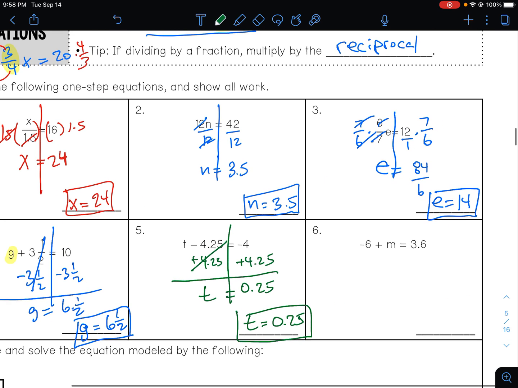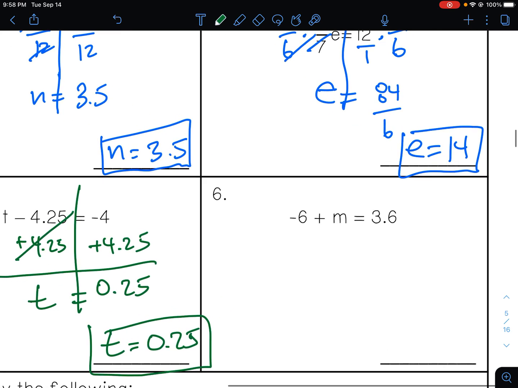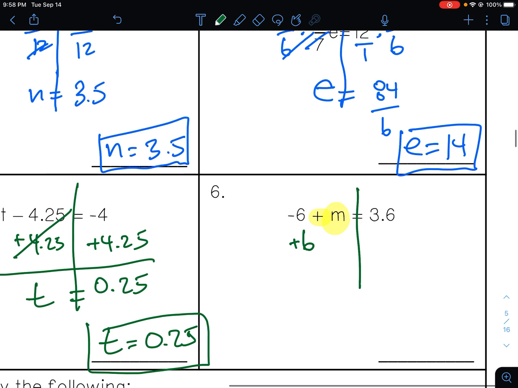Hooray. Let's do the next one. This one's a little weird. We have m over here, and we want to isolate it. It's positive m, which is what we like. We like positive variables because it makes life a little easier. What's happening to it? Technically, 6 is being subtracted from m. If we want to think about it that way, what's the opposite of this minus 6? Plus 6.